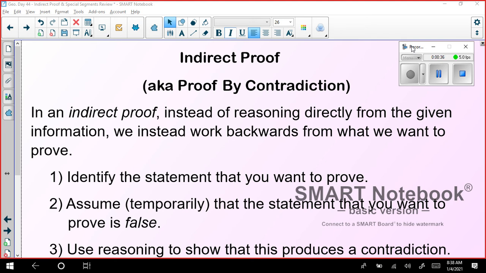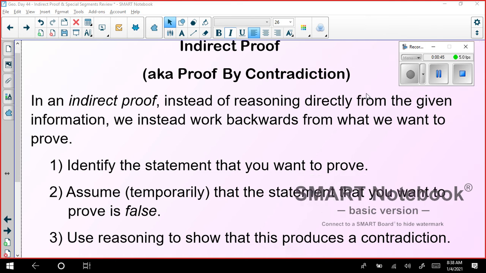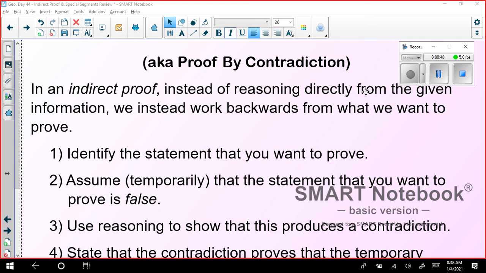These are the steps which we use to prove some statements using indirect proof. The first step is we identify the statement that we want to prove. Then the second step is we assume temporarily that the statement that we want to prove is false, and using reasoning we show that what we assumed is a contradiction. Whatever we assumed in the second step, we show that it is a contradiction.